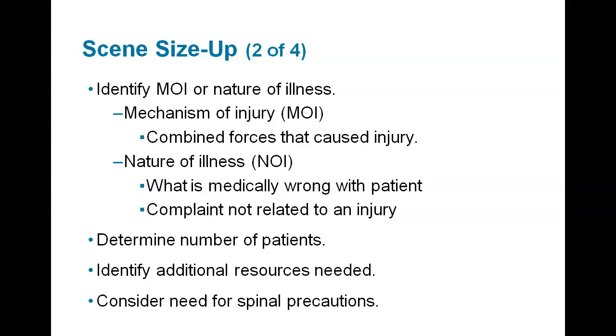Another example of additional resources would be if you have an overweight patient who needs to be brought downstairs, you're probably not going to be able to lift and carry that patient by yourself, right? So you would probably need additional people to help you out with that. Other resources would be if the patient needed to be transported by air transport or helicopter to a trauma facility. Those would be additional resources. And then consider the need for spinal precautions. So if they have a suspected spinal injury based on the mechanism of injury, you would take care of that.